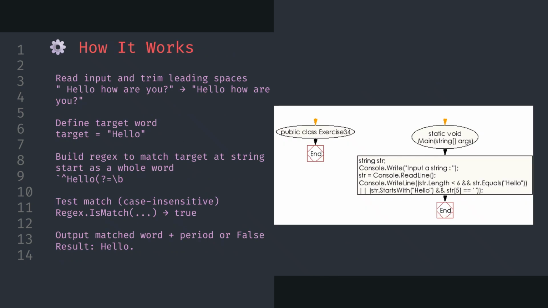Step by step. The program normalizes the input, then checks only the beginning using an anchored regex. That makes the check O(k), where k is the length of the target or token, effectively constant for small targets. This is fast and safe for console input. If you need more advanced tokenization, for example, Unicode aware word boundaries, consider System.Globalization helpers.